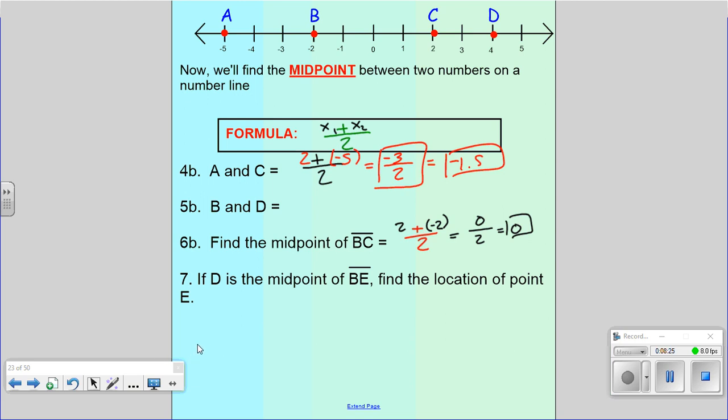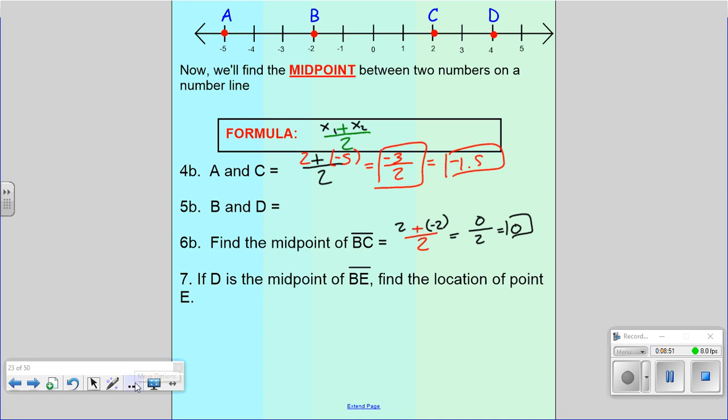Number 7 says, if D is the midpoint of segment BE, find the location of point E. When you look at my graph, there is obviously not a point E on it. So our job is to figure out where point E would be located. They're telling us in advance that D is the midpoint between B and E.